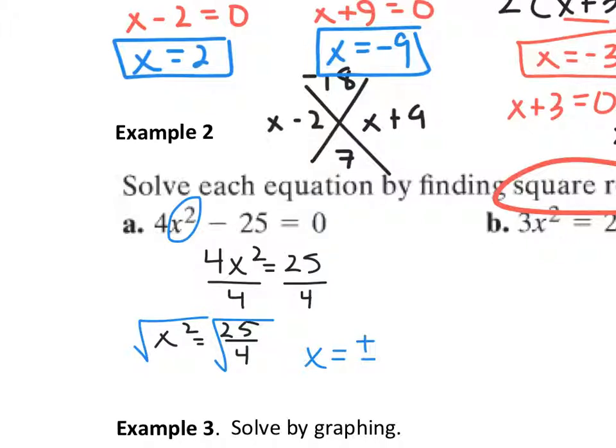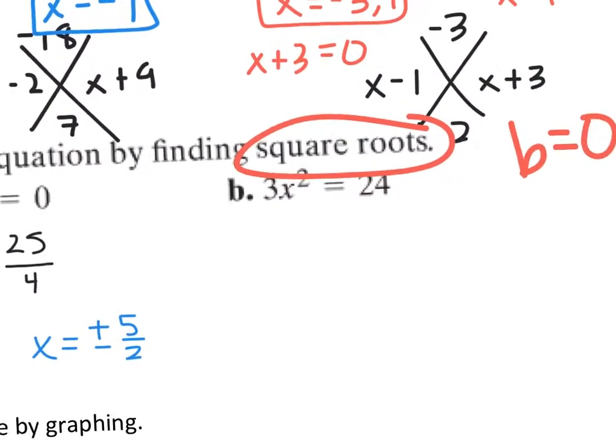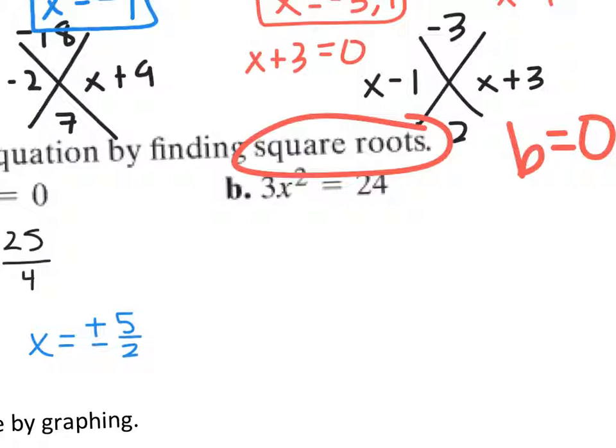And I'm going to take the square root of the numerator and the denominator. So the answer is plus or minus 5/2. And again, you can check your answers and plug them in. Just make sure that you plug in parentheses when you're checking. Okay, letter B, I'm going to isolate the x squared again.